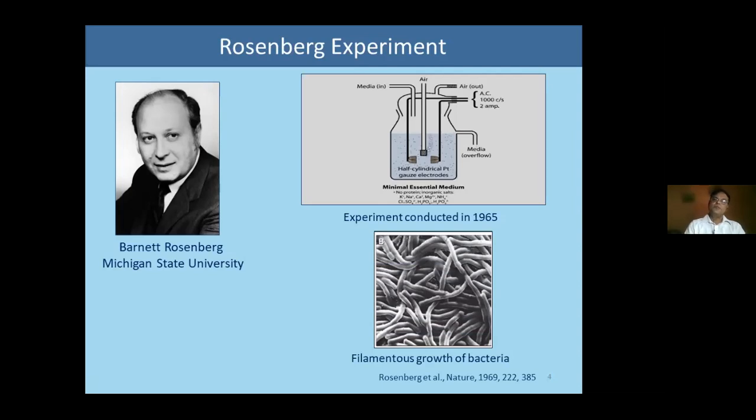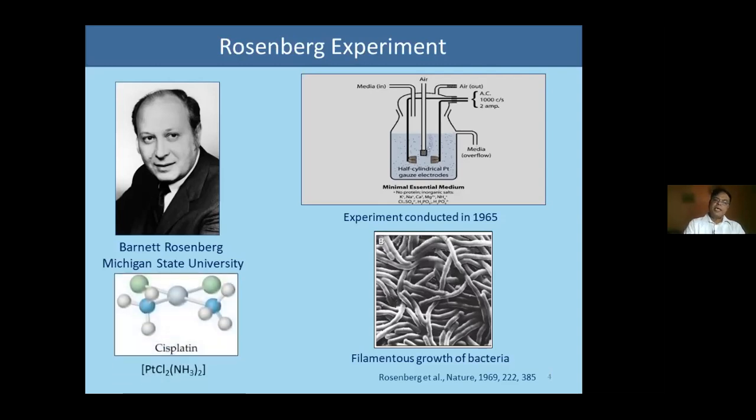But later he understood that when he was using ammonium chloride as a conductor inside the solution, along with a platinum electrode, during this process some platinum atoms were passing into the solution as platinum 2+ ions, forming a complex called cisplatin. In it, the central platinum 2+ ion sits in a square planar complex, with two chloride ions and two ammonia molecules attached to the platinum center. And this cisplatin has some property which inhibits the cell division of the E. coli bacteria.